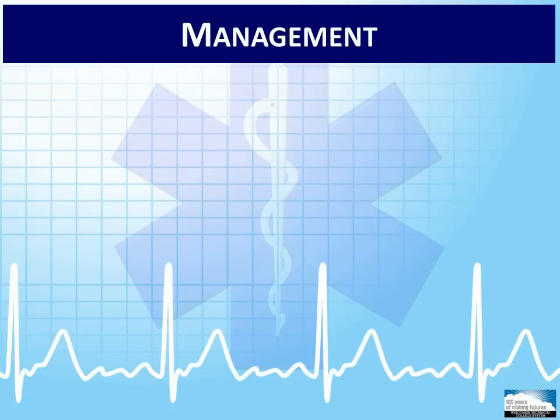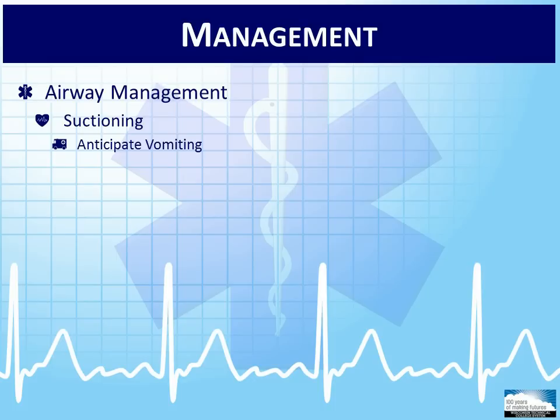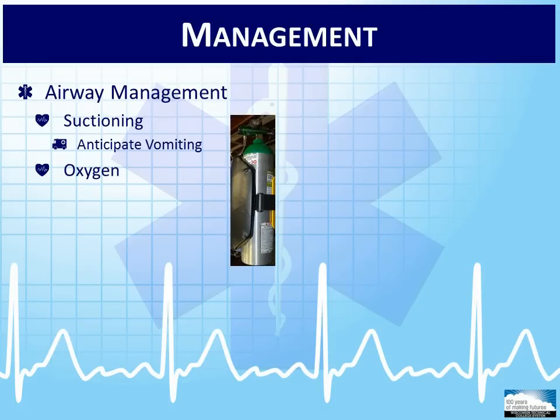The last component to discuss within this module is the management of patients with abdominal-related complaints. As with any patient, regardless of the complaint, airway management is of primary concern. If necessary, clear and maintain the patient's airway, which could include suctioning. Remember, many of these patients will complain of nausea, and vomiting is a possibility. Administer oxygen as appropriate. These patients should not eat or drink anything while in the EMT's care. This is even more important if their condition necessitates surgical intervention.